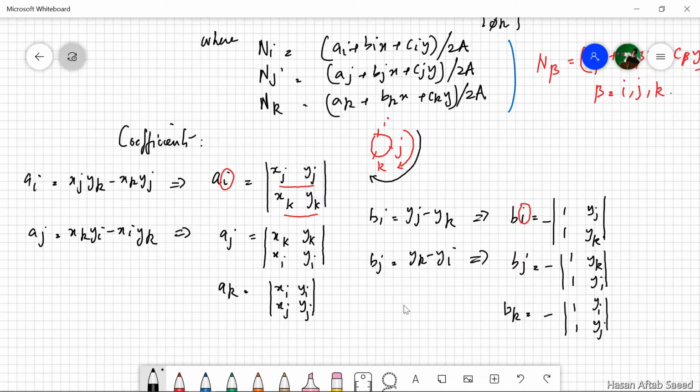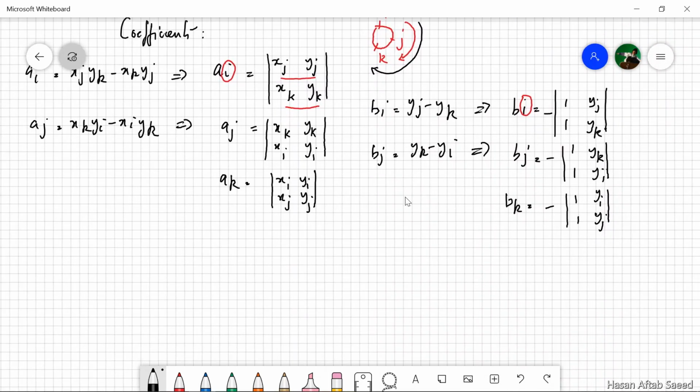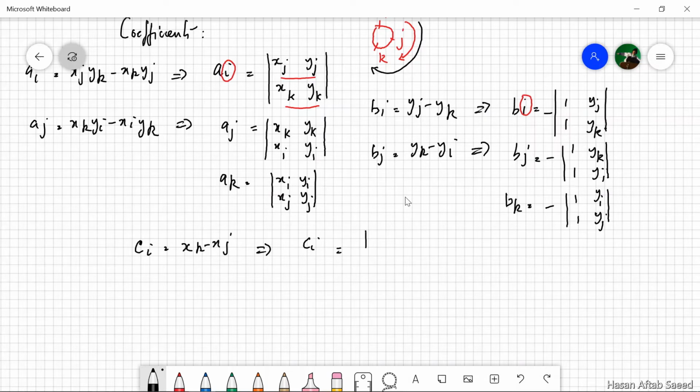Now we have taken care of A's and B's. Now we come to C's. Ci is equal to, from the original expression, xk minus xj. Again, write it in matrix form, maintaining the position of x and y, x in the left column but y in the right column. Now there is no y in this expression, so on the right you have 1. There are x's, you write them here.